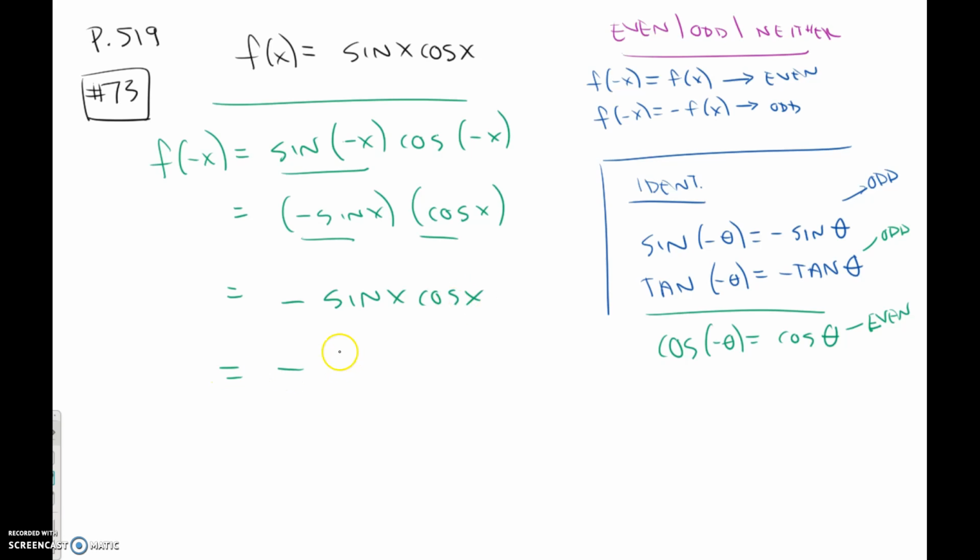So as you can see, this is the opposite of my original function. Therefore, this one is odd. It is an odd function, and it has symmetry about the origin. Basically, the product of an odd and an even function is odd.